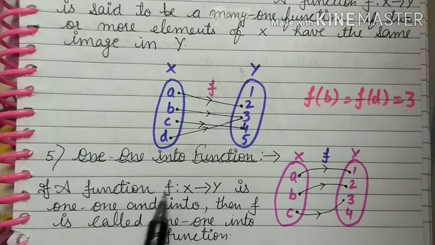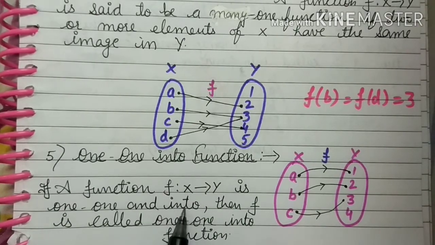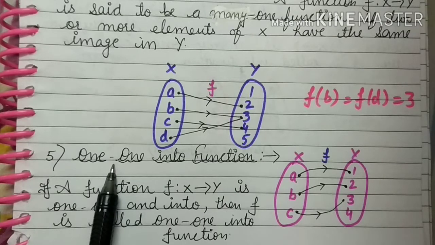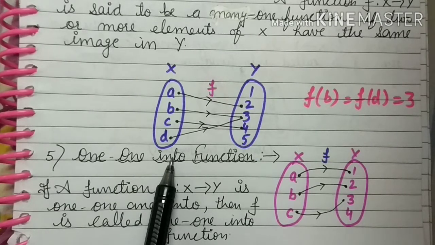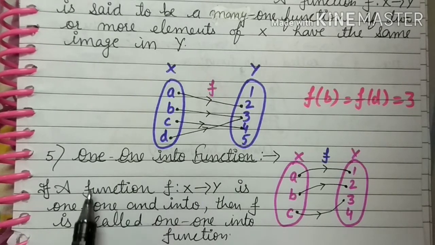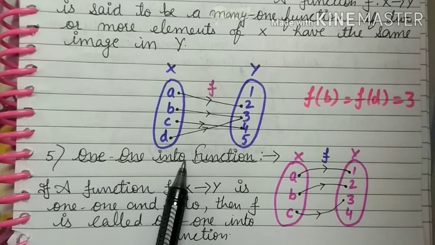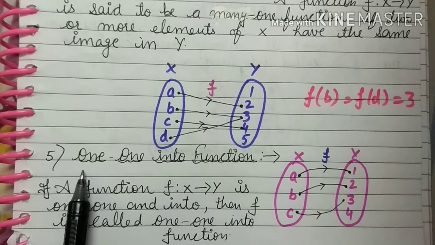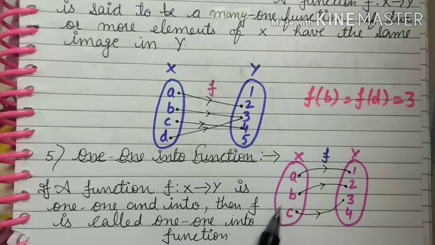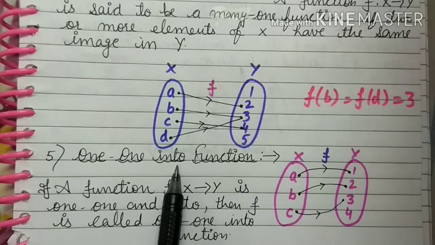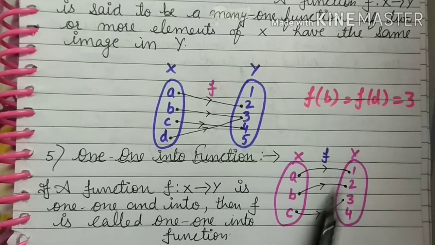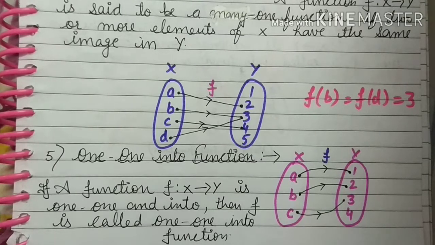If a function f from x to y is one-one and into, कि अगर कोई फंक्शन वन वन की डेफिनेशन को भी सेटिस्फाई कर रहा है, इनटू की फंक्शन डेफिनेशन को भी सेटिस्फाई कर रहा है, then that function will be called one-one and into. If you remember, for one-one we have already discussed no two different elements of x have the same image. So we can see in this arrow diagram x has 3 elements a, b, c और सबकी images different हैं. Also for into function there is an element 4 in the set y which has no preimage in x. So this is one-one and into function.